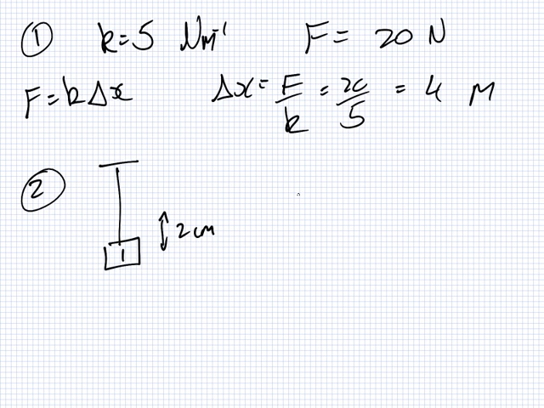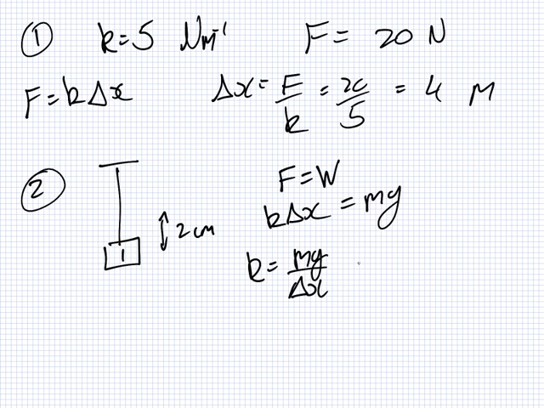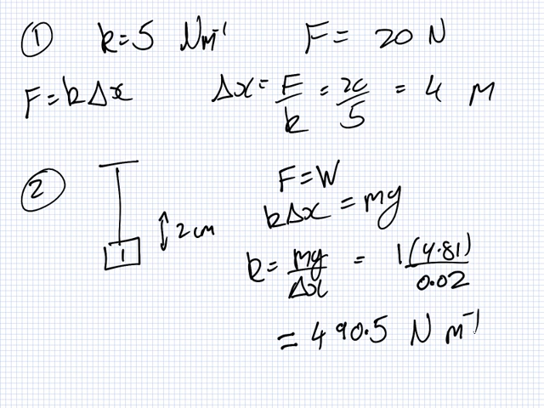Right. F equals W, so k delta x equals mg. So that means k equals mg over delta x, which is 1 times 9.81 over 0.02, which is a pretty big number. What did you get? 490.5. Yeah. Okay.